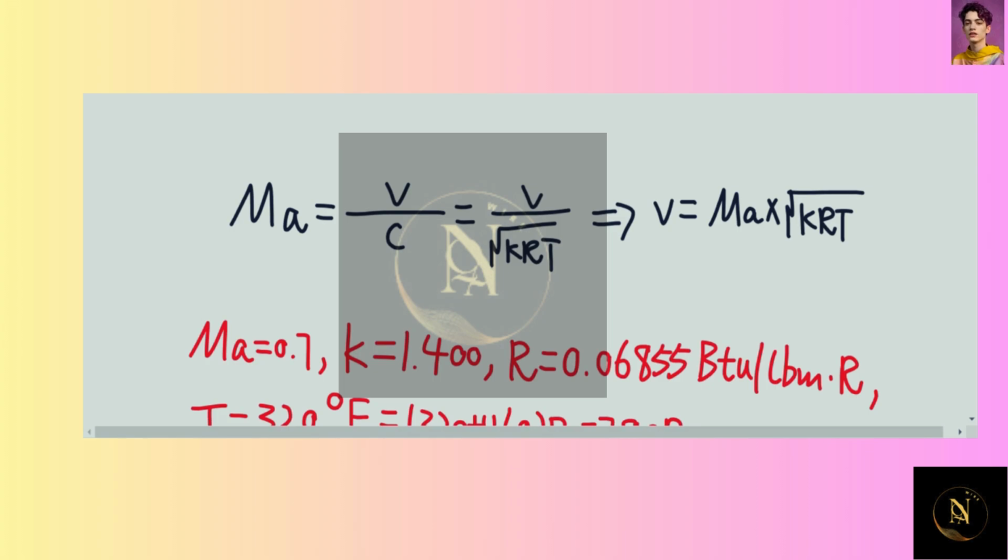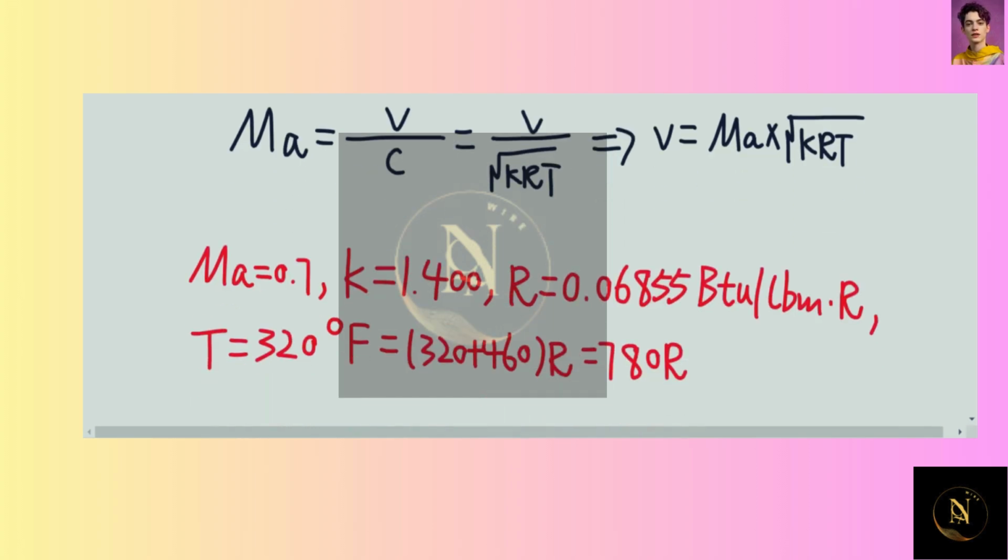Okay, so we know the Mach number can be equal to V over C, which is equal to V over square root of kRT. Therefore V, the velocity, can be equal to Mach number times square root of kRT. We know the Mach number is 0.7. The specific heat ratio for air is 1.4. And the gas constant for air is 0.06855 British thermal units per pound mass times Rankine. And we know the temperature is given as 320 degrees Fahrenheit, which is about 780 Rankine. So now let's plug back into the equation to determine the velocity.